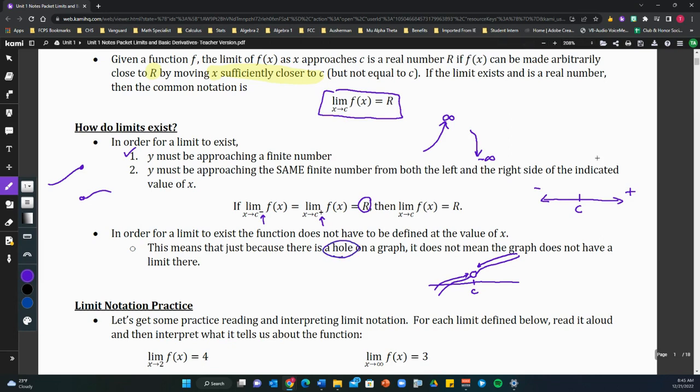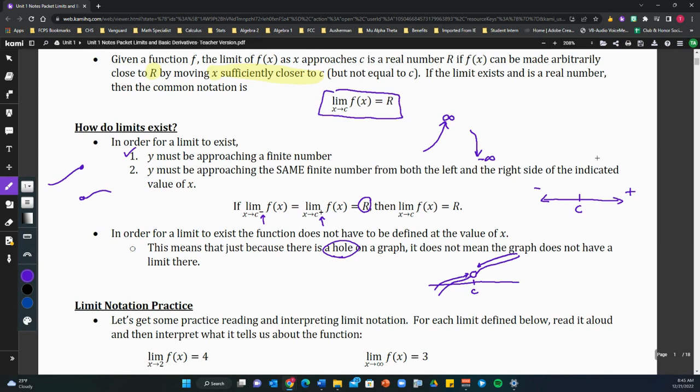So holes are really the biggest problem when we talk about misconceptions or where students typically have confusions when taking limits. So if there's a hole in the graph, as long as there's not a break discontinuity, which we'll dive into a little bit later on, that limit can still exist.